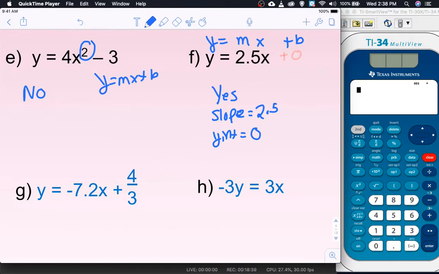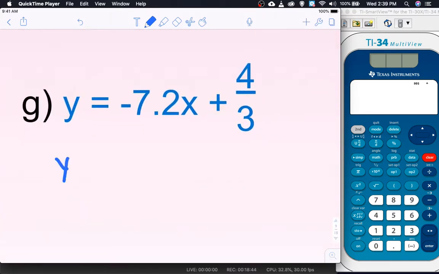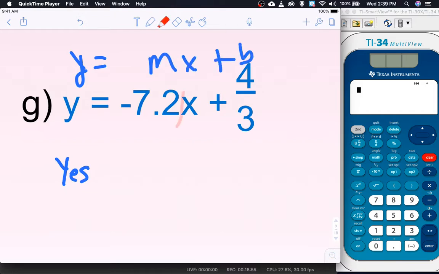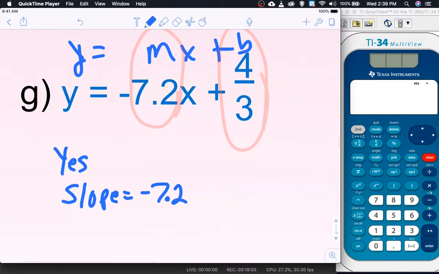All right, letter G. Is that slope-intercept form? Yes, it is. It just has an ugly slope and intercept. y = mx + b. Does it fit that format? Well, yes, it does. This is our slope. This is our y-intercept. So our slope here is -7.2. Our y-intercept is 4/3, which we're allowed to have. Even though we normally have the slope as a fraction, it's okay to be a decimal.